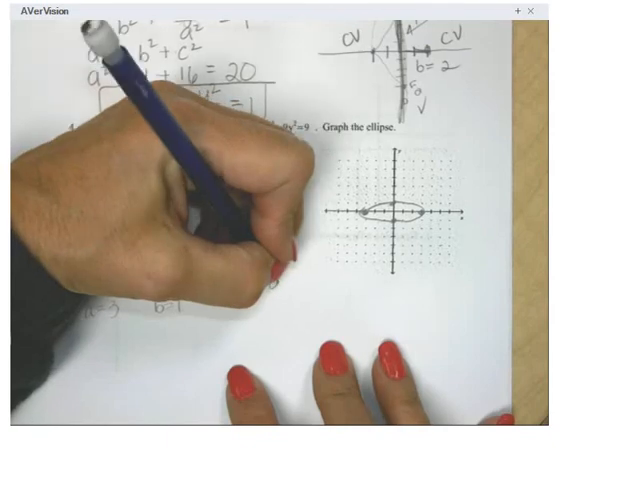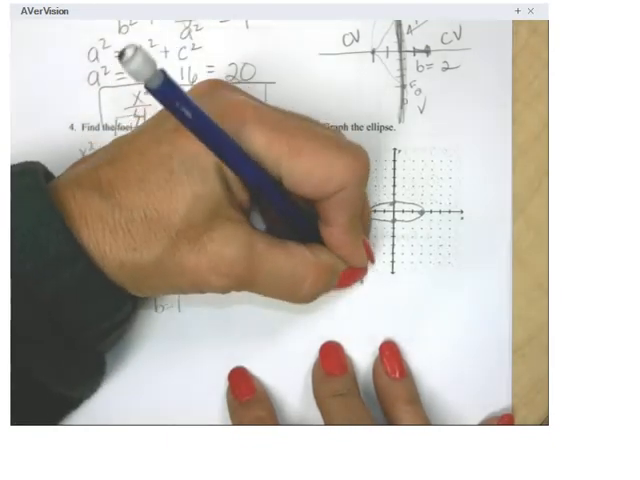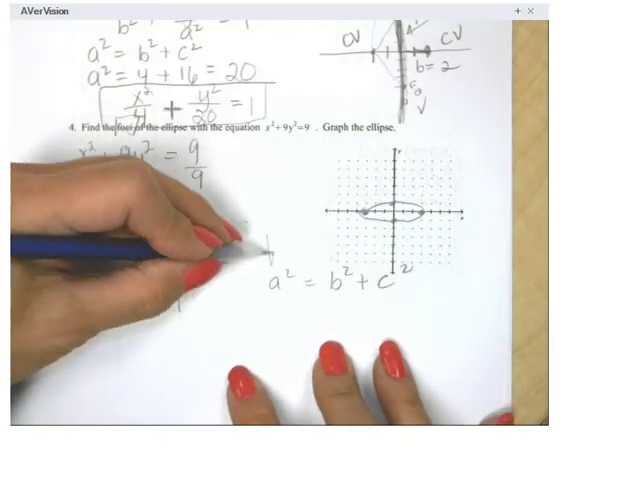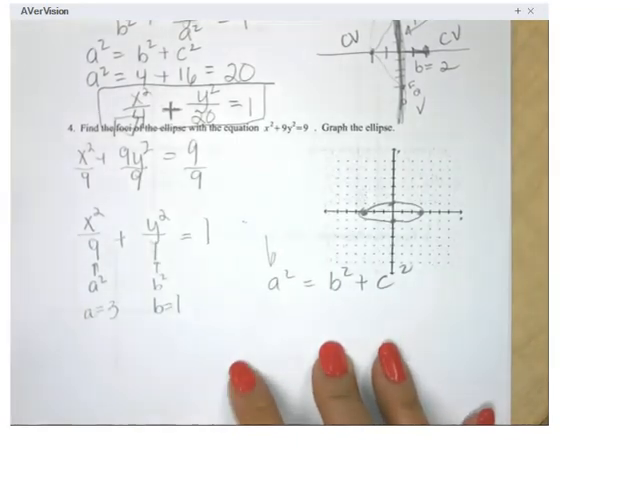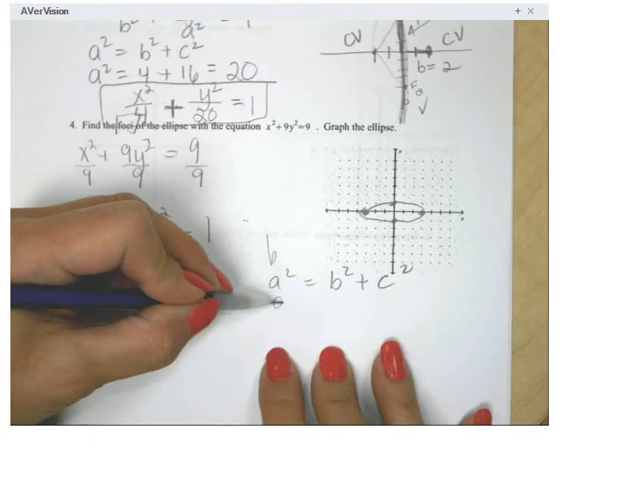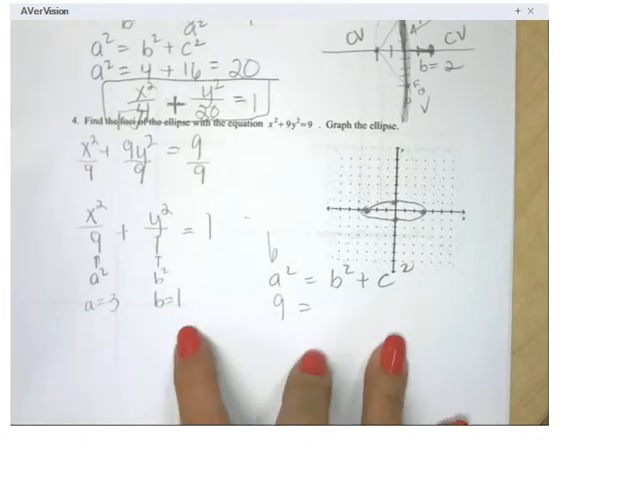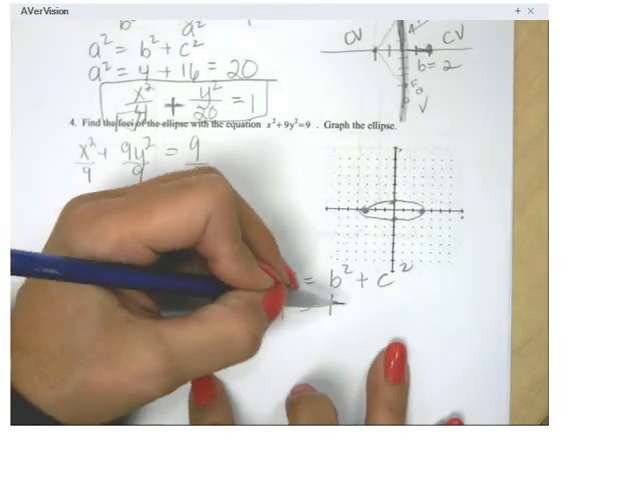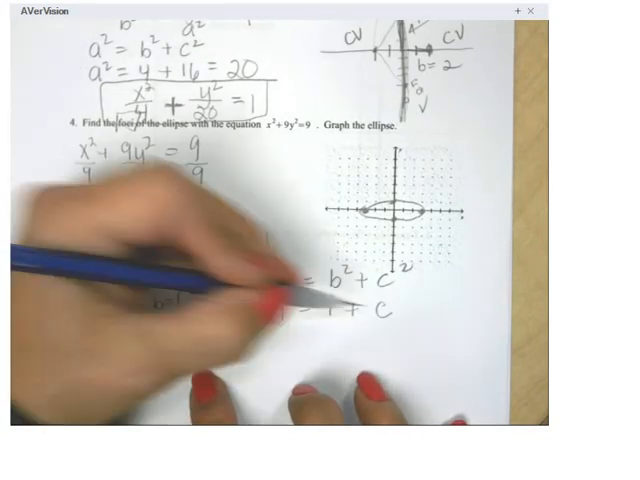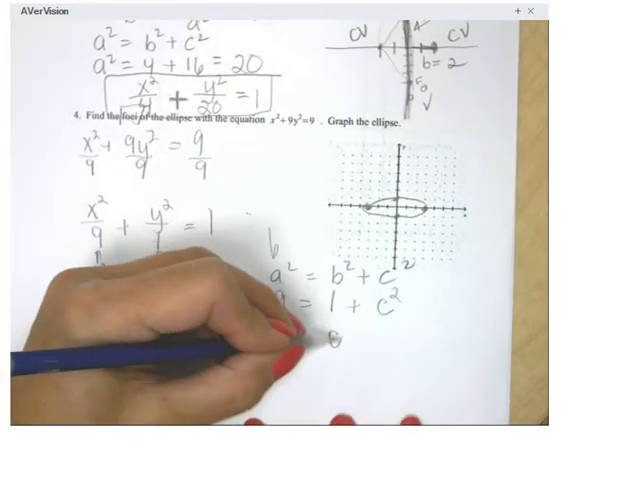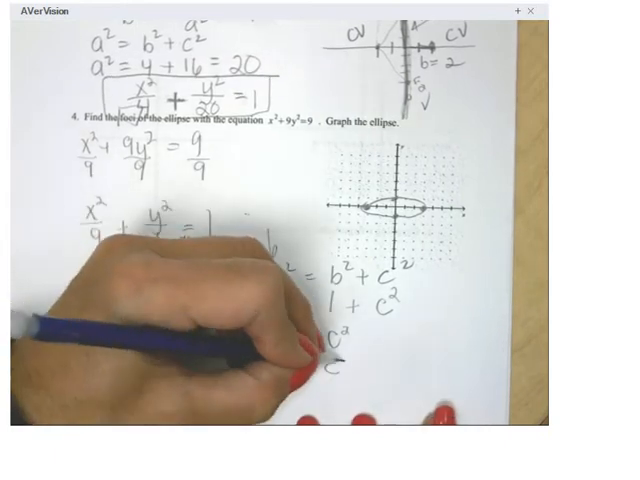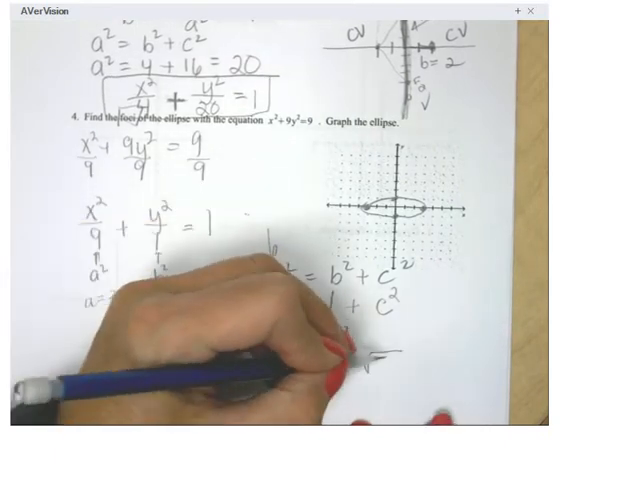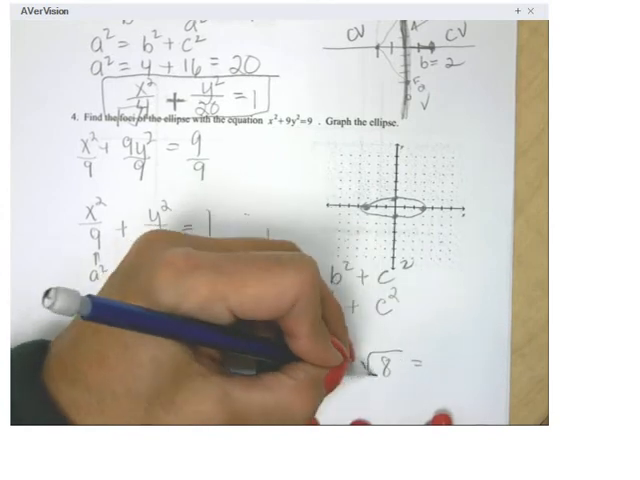And now I'm ready to do one last thing. I need to find my foci. A squared equals b squared plus c squared. Remember, a is longest in an ellipse. And I know a squared is 9. I know b squared is 1. And therefore, c squared is equal to 8.